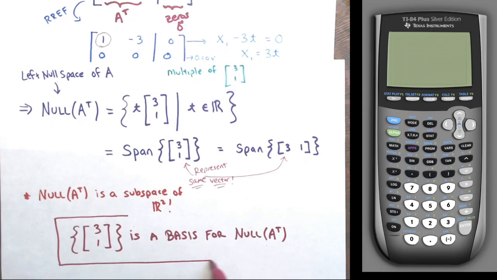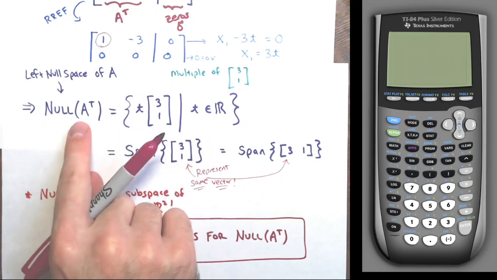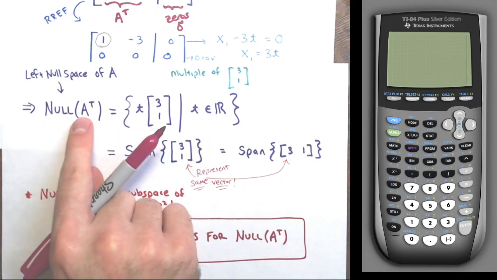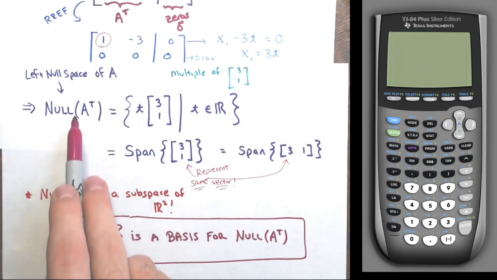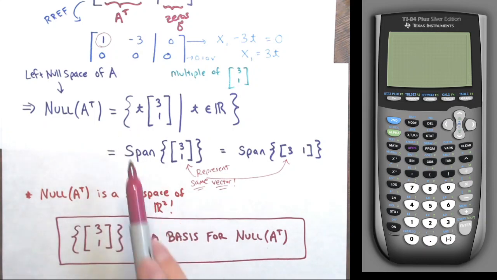Let's think about that. One, it spans the space by definition here. Every vector in the null space of A transpose, every vector in this left null space of A, is a multiple of 3, 1. So it spans the space, and it's a set with a single non-zero vector. Remember, when you have a single non-zero vector, it's independent. So it spans the space and it's an independent vector. It's the building block for that space. It's a basis for that space. And if you do things correctly, when you have your reduced echelon form and you're solving your system, you should have a set that's a basis for your null space.